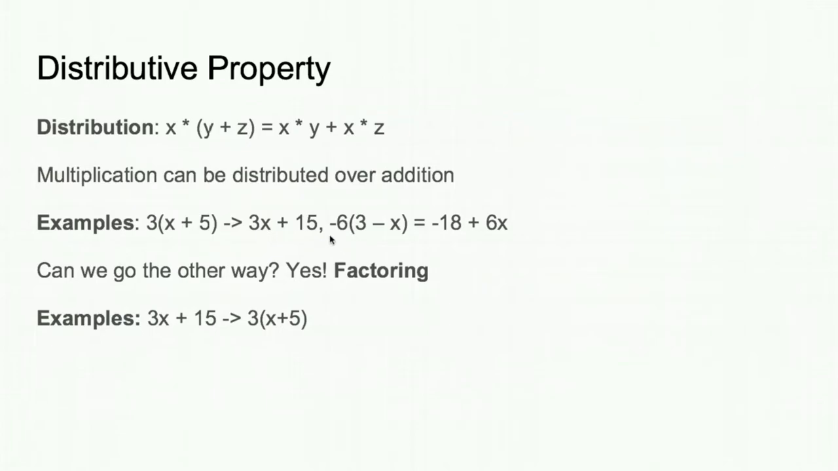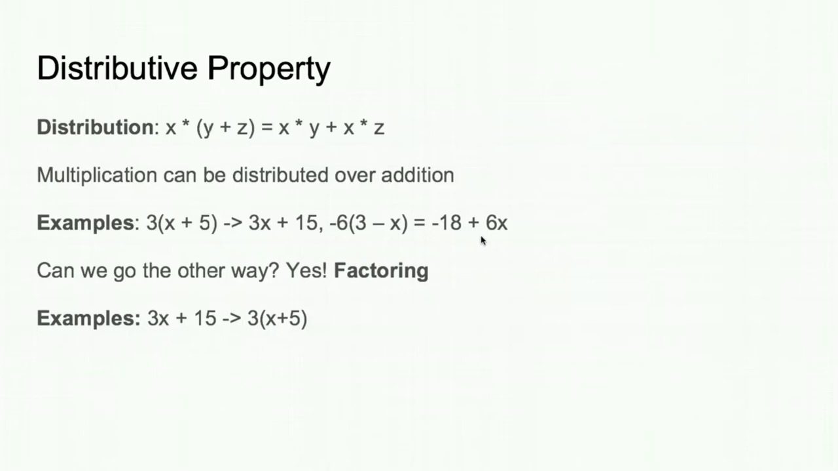Another example, if I have minus 6 times 3 minus x, I can distribute the minus 6 into this bracket to get minus 6 times 3, which is minus 18, plus minus 6 times minus x to give me plus 6x. Now we have to be very careful here to note that this minus x inside the bracket can be treated as a plus minus x. So we have minus 6 times minus x to get us plus 6x. The sign is very important here.